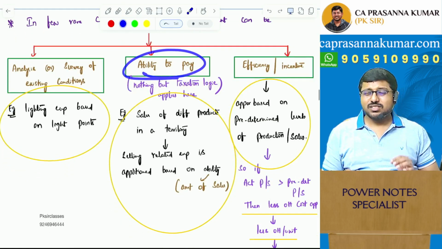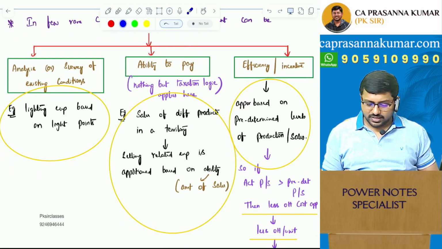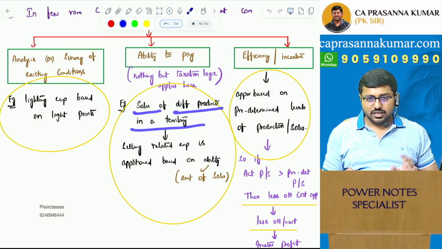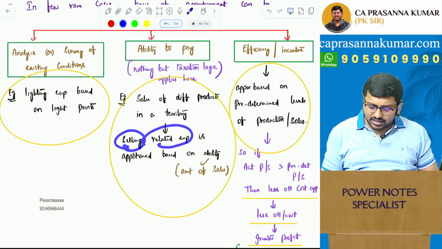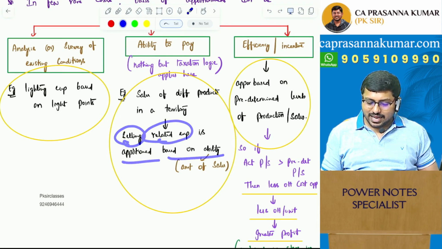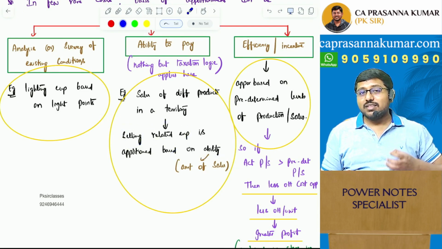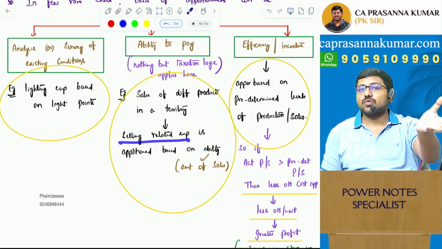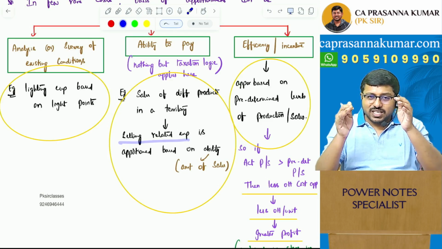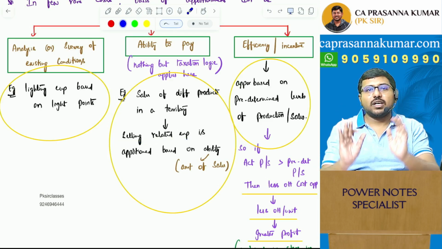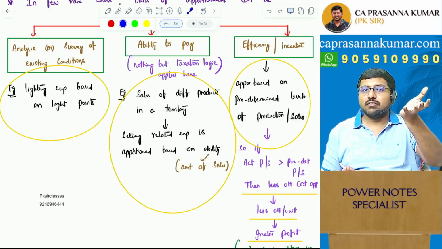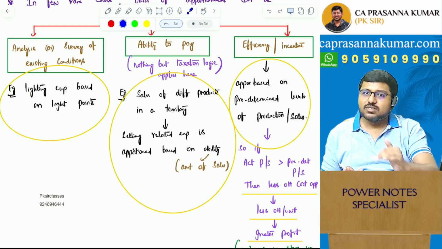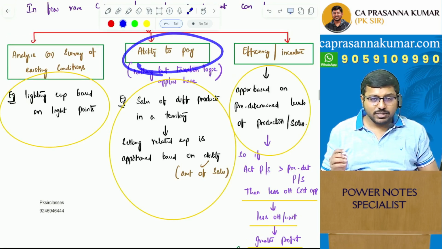This is just like the direct taxation system. Say, for example, you take the sales of different products in a territory, and selling related expenses will be apportioned based on ability. Where the amount of sales is high, more selling related overhead expenses will be apportioned. Where the amount of sales is less, less overhead expenses will be given. More the ability, more the sales, more the sales related expenses. Less the ability, less the sales, less sales related expenses. That is nothing but based on ability to pay.